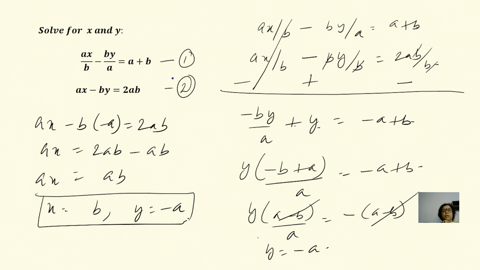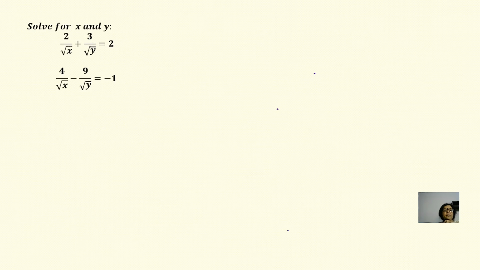And here also you can check your answer conveniently by putting the values here. x is b, so this becomes ab minus b into minus a, that is ab. So ab plus ab is 2ab.